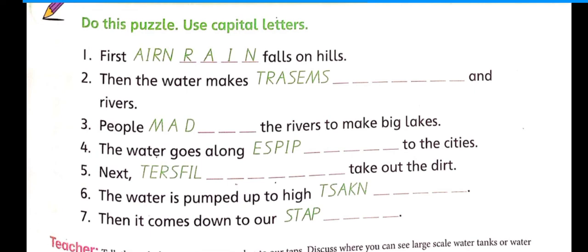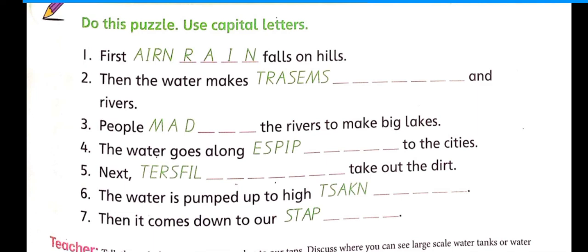The fourth one is this: water goes along dash to the cities. How are we getting water from the dams into our cities? We have discussed it, exactly, through the pipes, and here they have given us the jumbled spellings. So we will write down here pipes. P I P E S. I hope that you all are doing it with me. Please keep your handwriting neat, and you will use only capital letters. Please don't write any small case letter.